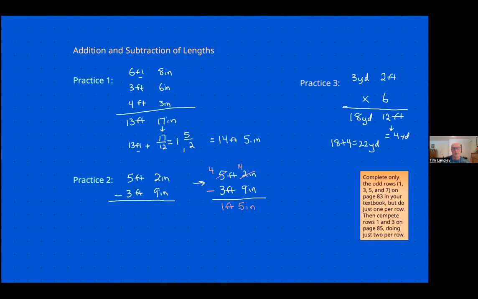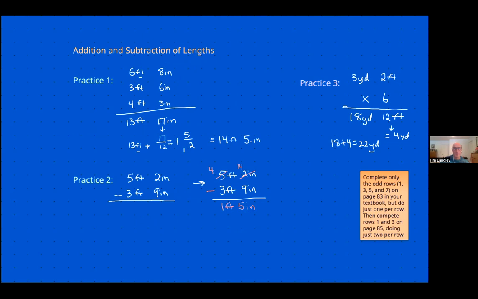And the last concept I want to talk to you about is adding and subtracting lengths, because you're going to have a little bit of homework in this. And by the way, this is what's going to really directly relate to your geometry, which is coming up in the next day. So if I have a problem like practice one here, where I've got 6 feet plus 3 feet plus 4 feet, but it's 6 feet 8 inches and 3 feet 6 inches and 4 feet 3 inches. Okay. And they want you to add all that up.